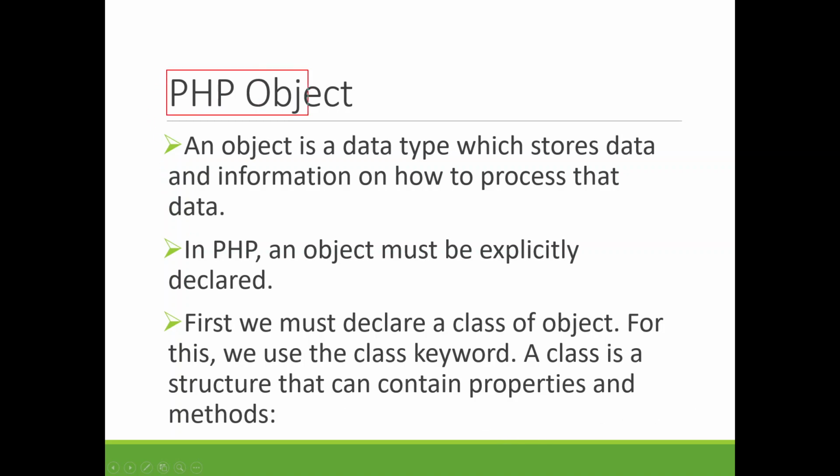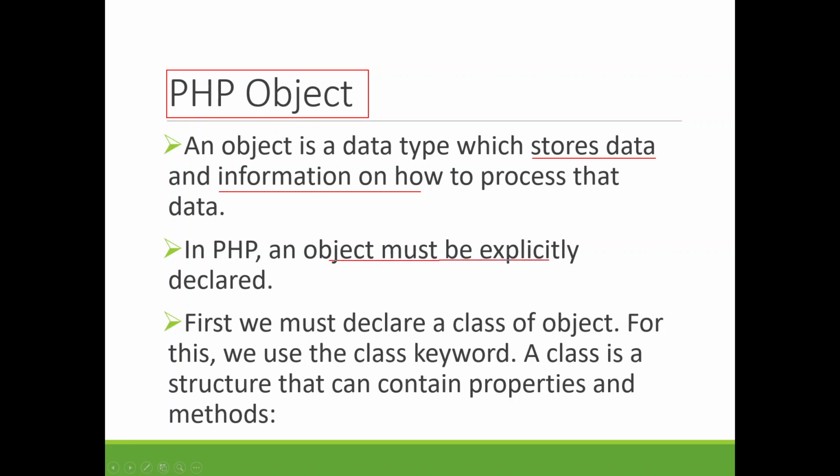Okay, now after an array, the other data type we have is what we call the object. The object is actually a user-defined data type because you use what we call a class to be able to create an object. So an object is a data type which stores data and information on how to process that data.